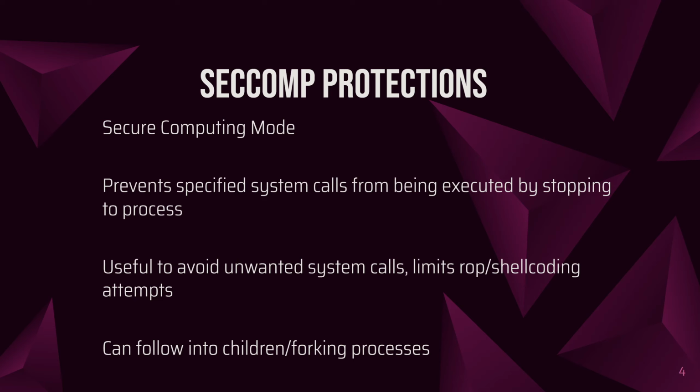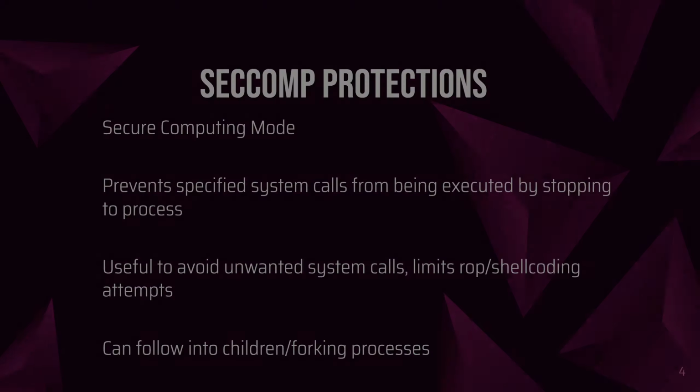It's used in that sense of virtualization and limiting what a user should be able to do on a system level versus just a user scope level. It's useful to avoid unwanted system calls and limits ROP and shellcoding attempts. Like I just said, it can follow into children or forking processes, so if you're able to get some kind of execution and create a new process, there's a good chance that Seccomp filters will follow into that process, and it could still limit your ability to actually do anything.